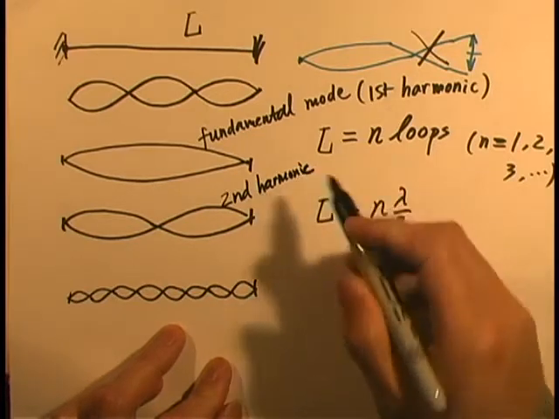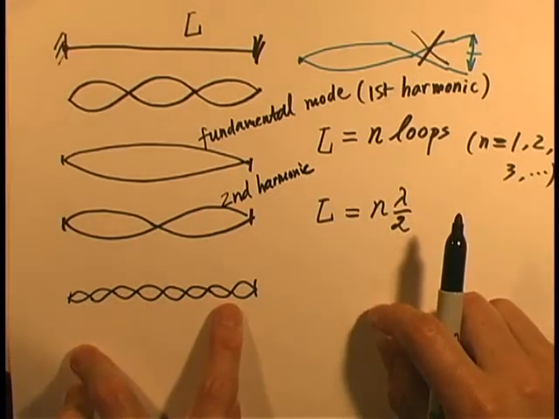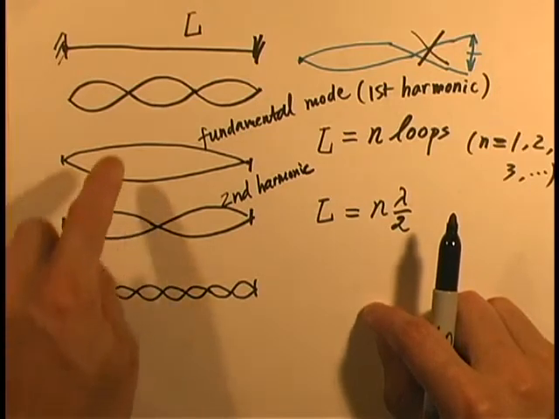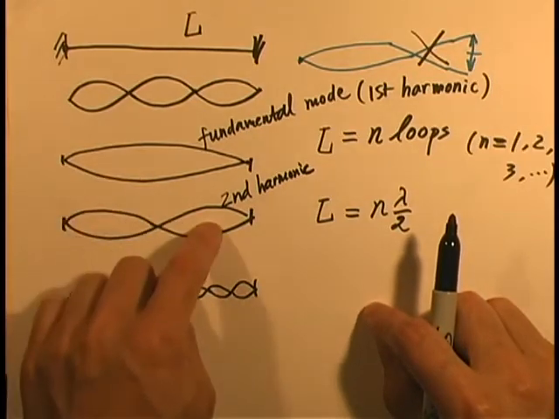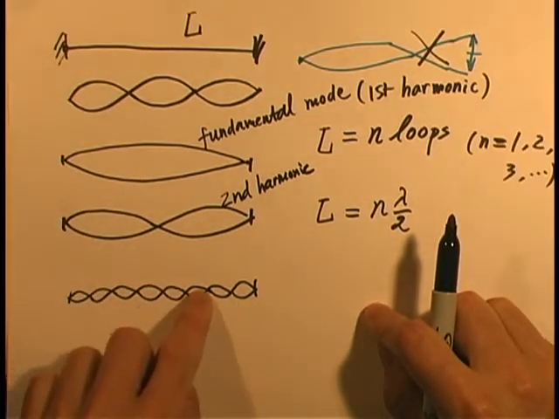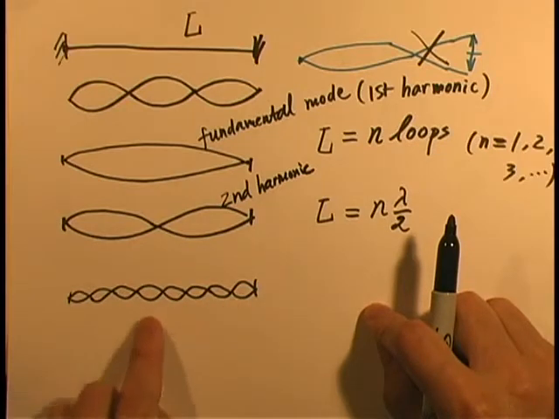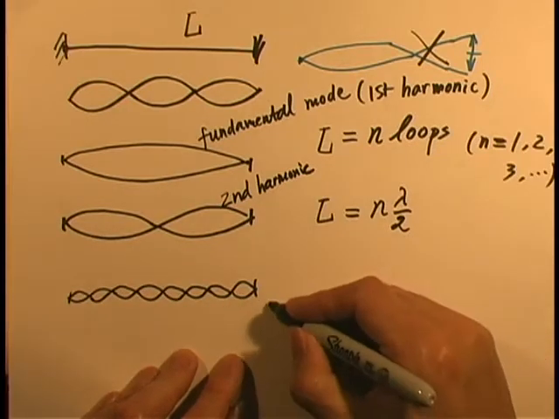This will be the nth harmonic. What's n? That depends on how many loops you have. First harmonic for one loop, second harmonic for two loops. You count 1, 2, 3, 4, 5, 6, 7, 8. So that's the 8th harmonic, the one I'm drawing here. 8th harmonic.